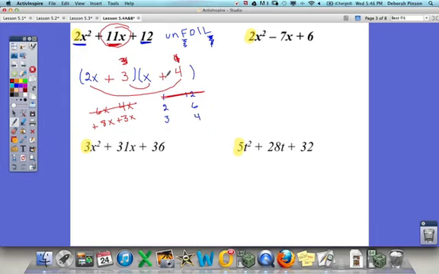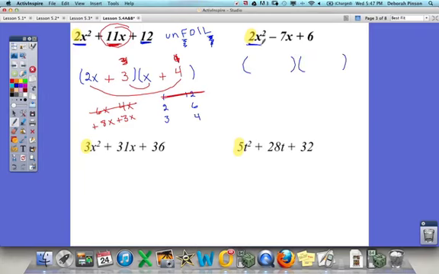Now let me say this again. If you're not sure, then go through and check it. There's no harm in checking it. So if you need to check it, FOIL them together. Make sure you get the same thing that you started with. Okay, so let's look at a couple more.